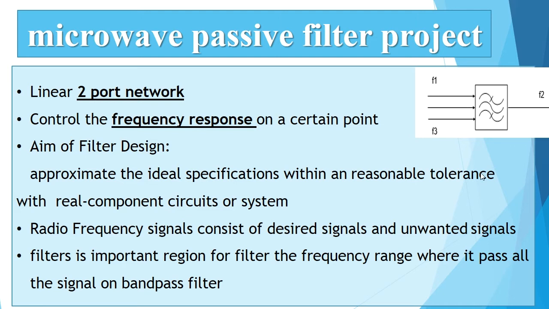This is the common use block diagram for the filter system. Radio frequency signal consists of the desired signal and the unwanted signal. The unwanted signal is like the noise, so that's why the filter is important to filter out the unwanted signals and only pass through the needed signal.